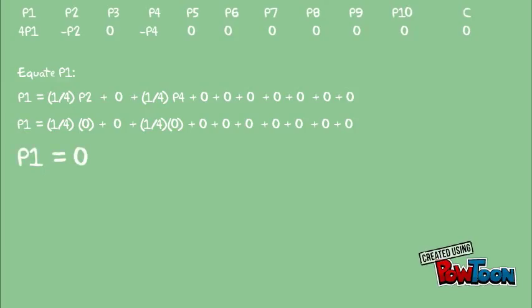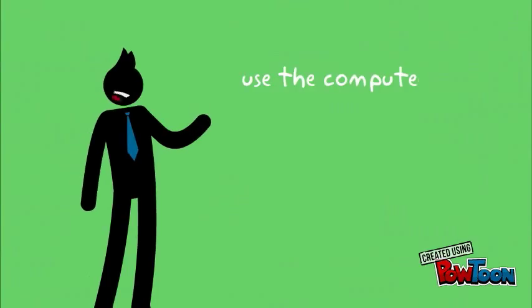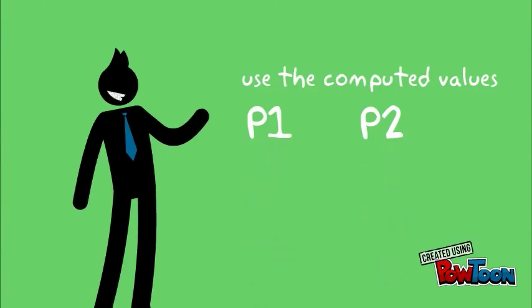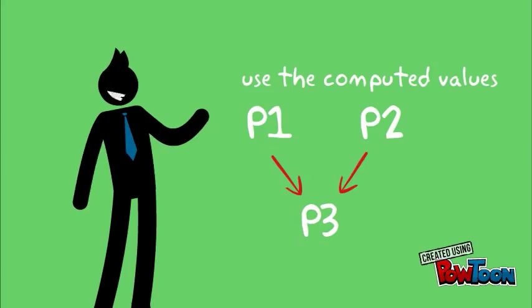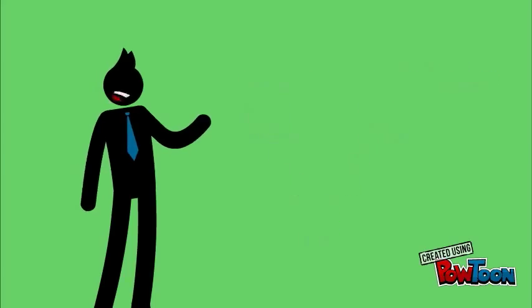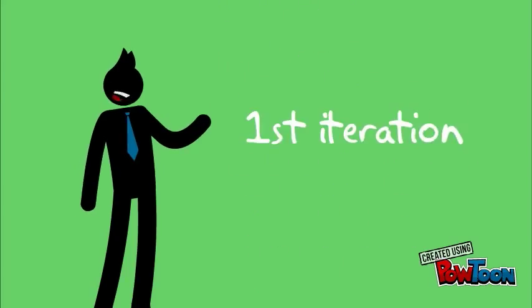Now we use this value of P1 to solve for the value of P2. Equating P2, we can substitute the obtained value of P1 in all of P1's occurrences in P2. Other variables, like P3, will be substituted with 0 because we have no value obtained for it yet. Then we use the previously computed values of P1 and P2 to be substituted on all occurrences of these variables in P3. Doing the same process over and over again will give us 10 values for our 10 variables. That will be our first iteration.